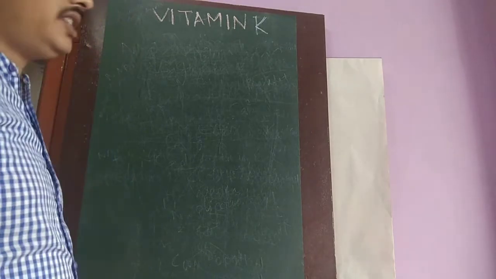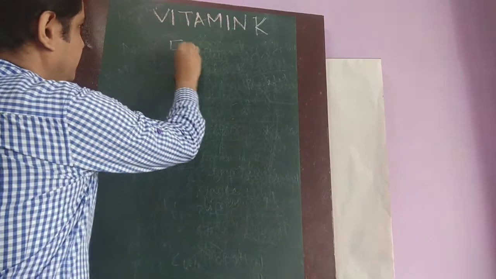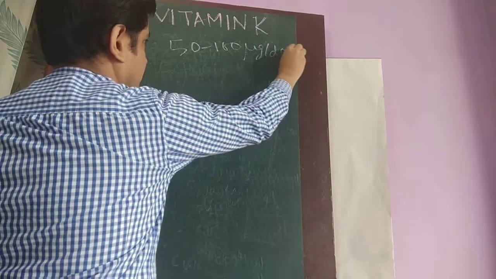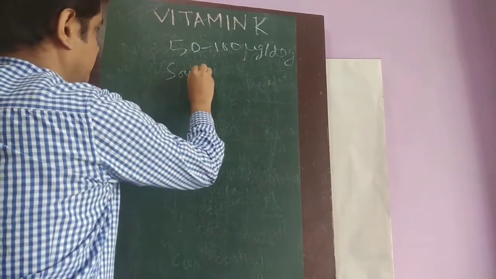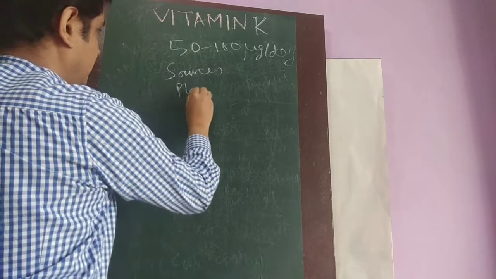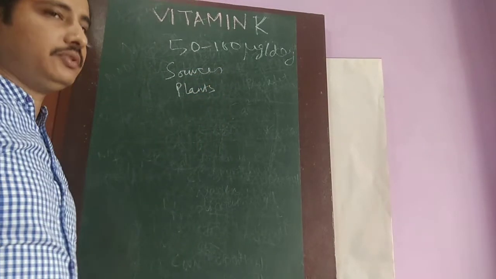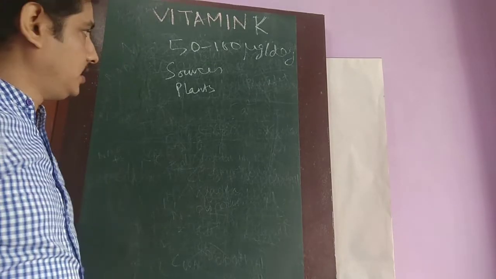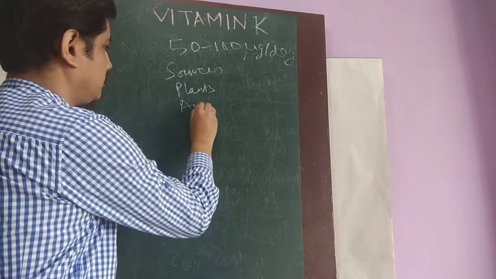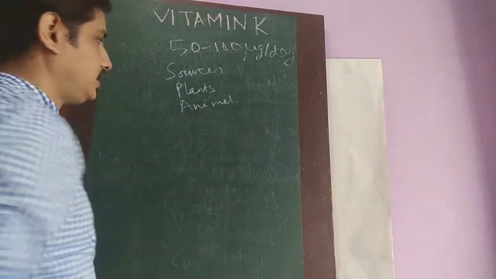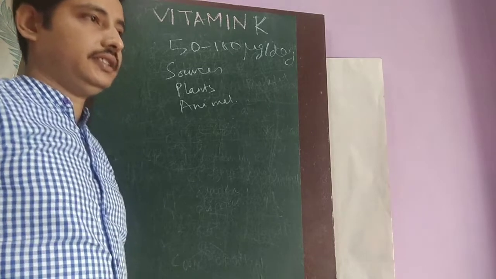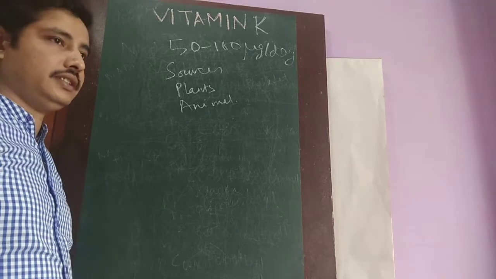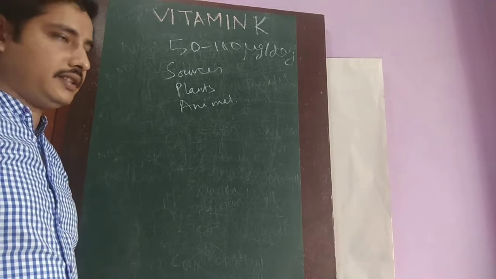Now, the recommended dietary allowance of vitamin K is around 50 to 100 microgram per day. Dietary sources: plant sources are green leafy vegetables like cabbage, cauliflower, spinach, tomato. Then animal sources are egg, meat, dairy products, liver, etc. And we can also get it from synthesis in our intestine by intestinal bacteria.